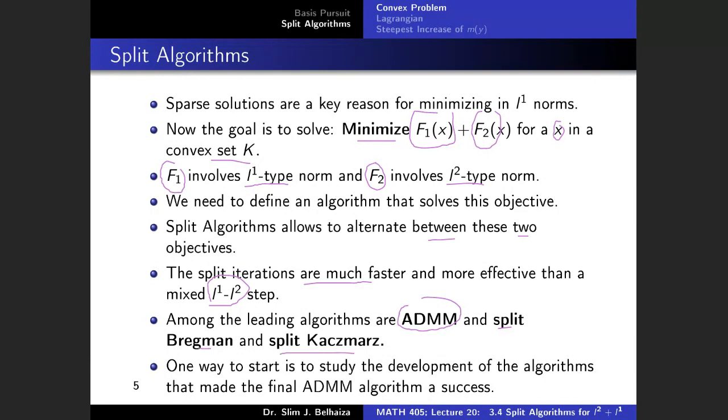algorithm. But before reaching these algorithms, we need to introduce some of the historical steps or algorithms that were kind of a prelude to these more developed algorithms. So one way to start is to study the development of the algorithms that made the final ADMM algorithm a success. So the final goal here is to reach the ADMM part.